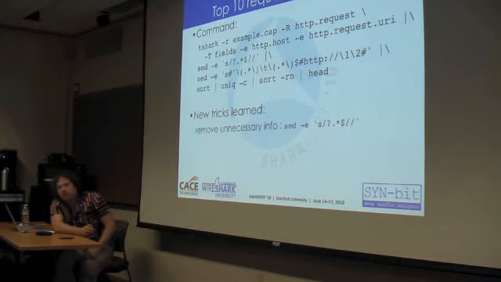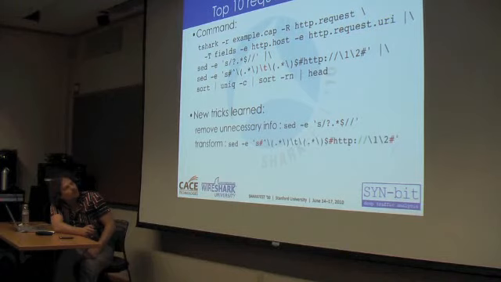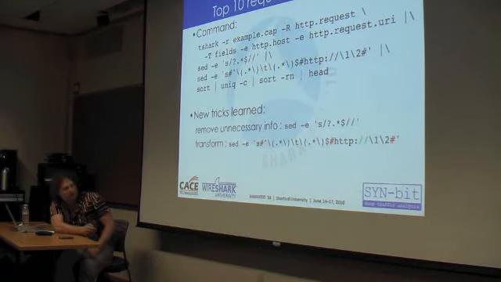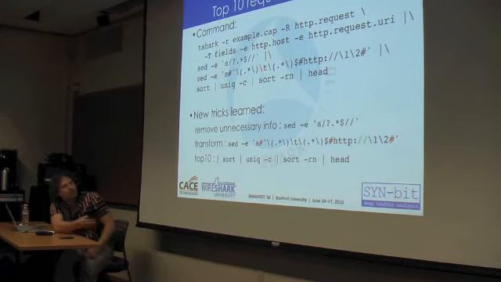You can remove unnecessary info. You can use a transformation, and you can use different separators. Normally you would use a slash as a separator, but if you have to use a slash somewhere in here or in here, you can use another character as a separator. And to make a top 10 list, you can pipe to sort, unique with count, pipe to sort again, reverse numerical, and then only show the top 10.